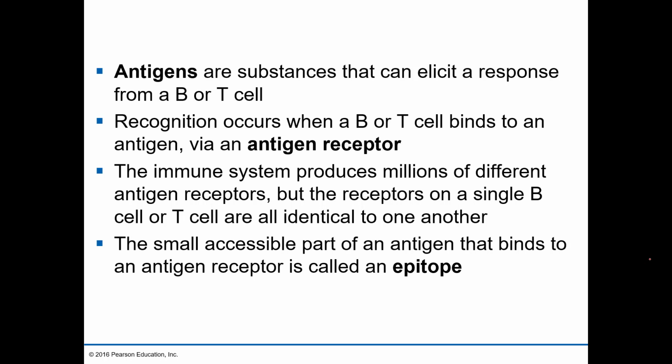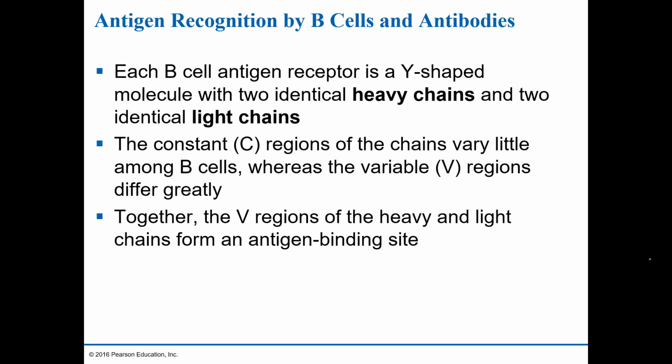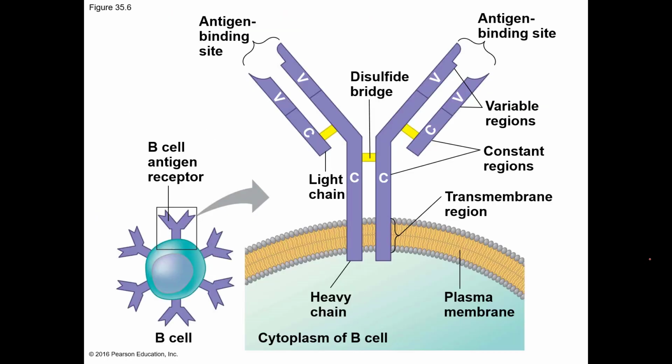In your book, there should be a really good image explaining what all of these things look like, and now would be a good time to pop that open and take a look at that. Each B cell antigen receptor is Y-shaped. The constant C regions of the chain vary a little, whereas the V regions vary greatly. So you have a Y shape, and then the down part of the Y would be called the chain. Those V regions vary because they're going to bind to certain things specifically.